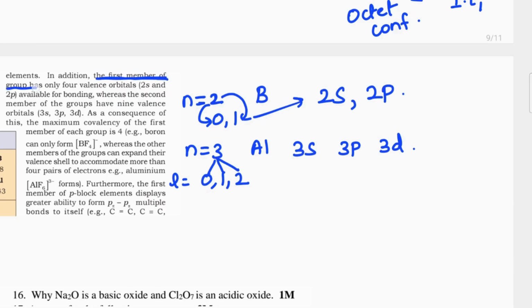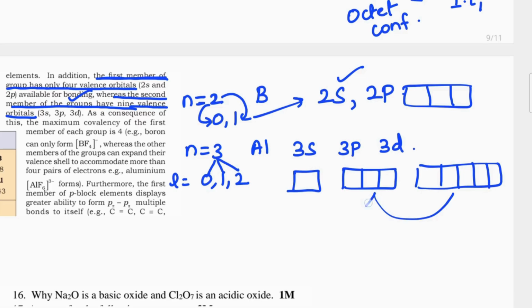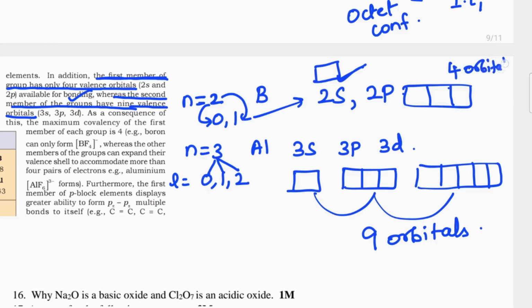The first member of the group has only 4 valence orbitals. One p orbital will have 3 orbitals, so it will have 4 available, and the second member of the group has 9 valence orbitals. s will have 1, p will have 3, d can have 5. 5 plus 3 plus 1, 9 orbitals we have. Here it is only 1 plus 3, 4 orbitals we have.